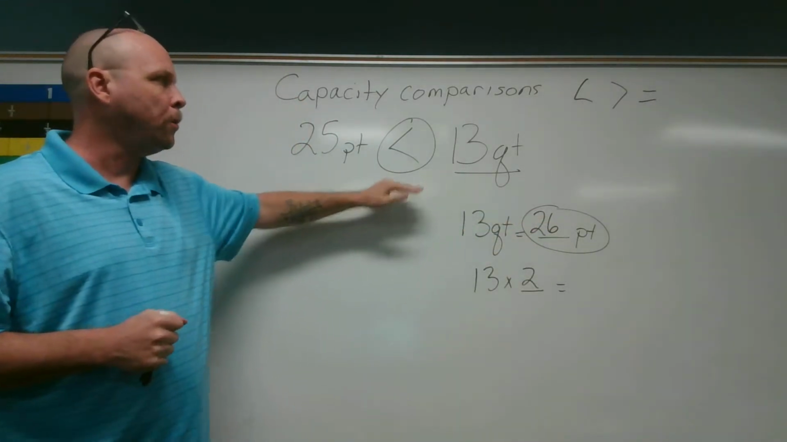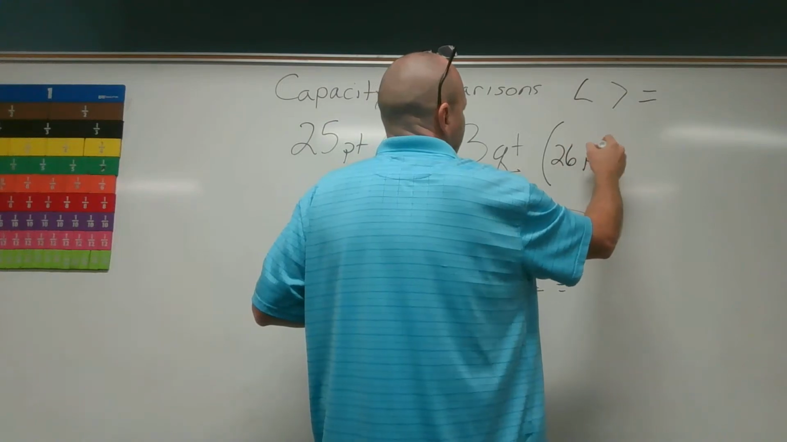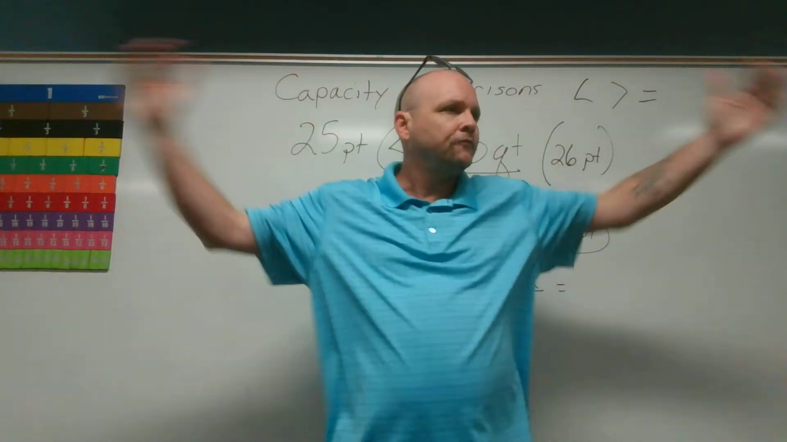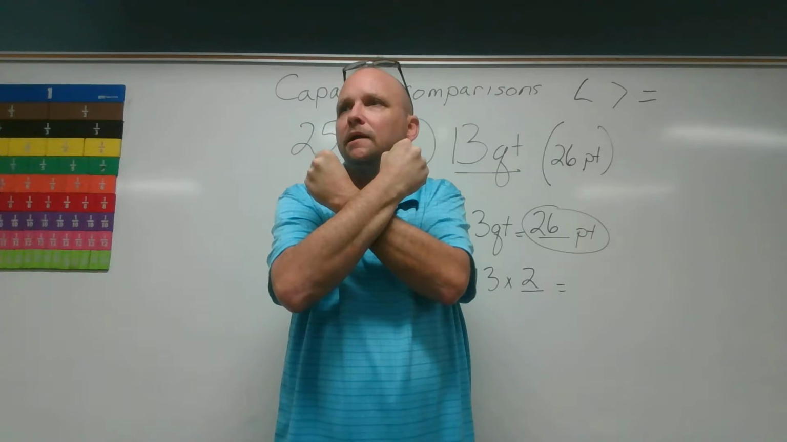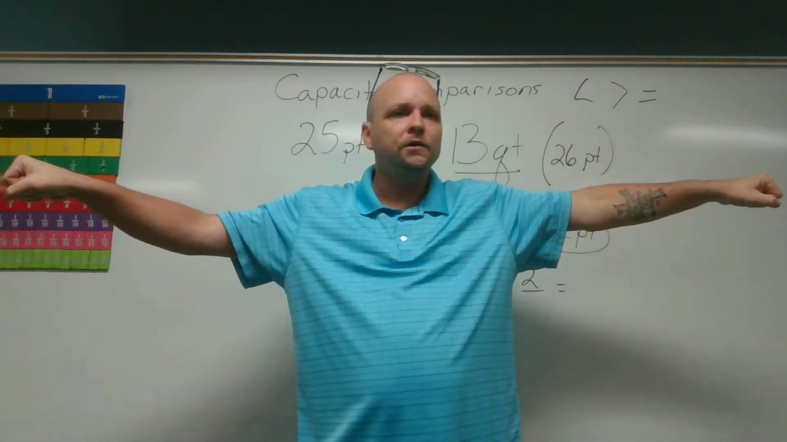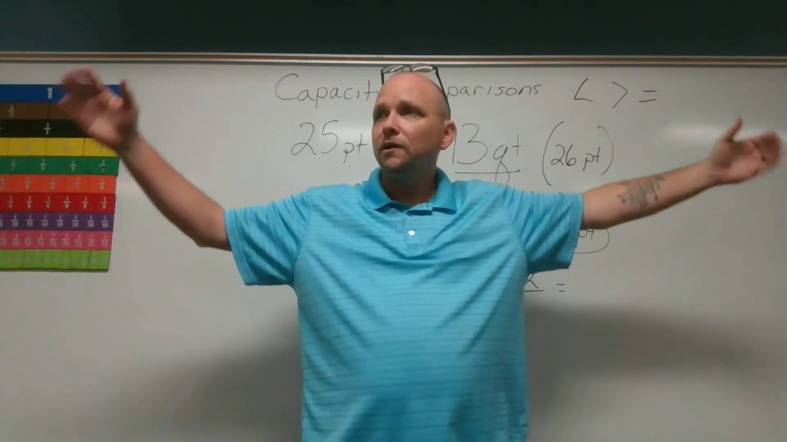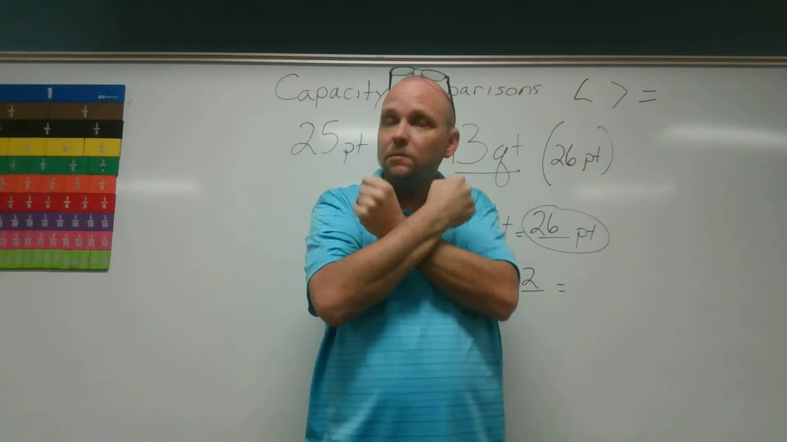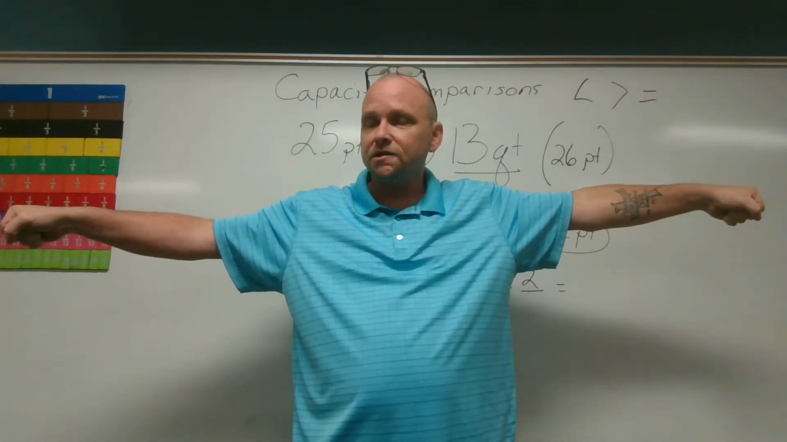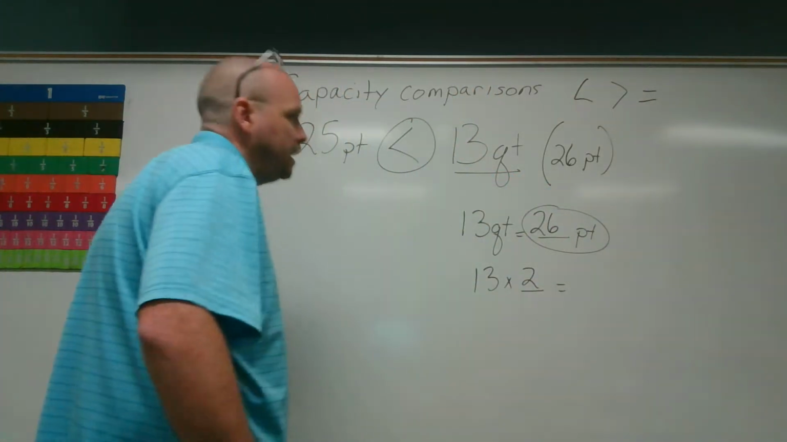We changed these so that they were both pints. So I know 13 quarts is the same as 26 pints. We went from quarts to pints, from a bigger unit to a smaller unit. That means we multiply. Now, a trick also is, if you're going from pints to quarts, you're going to divide. A smaller unit to a bigger unit, you divide. So if you just remember the hand signals, if you're going from quarts to pints, because pints are smaller than quarts, you multiply. If you're going from pints to quarts, that's like a little division sign there, people. And my head is the dot.